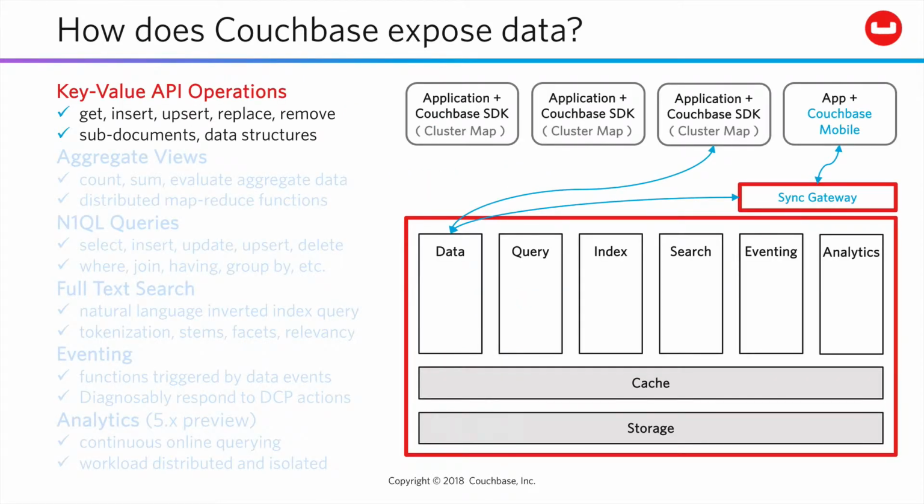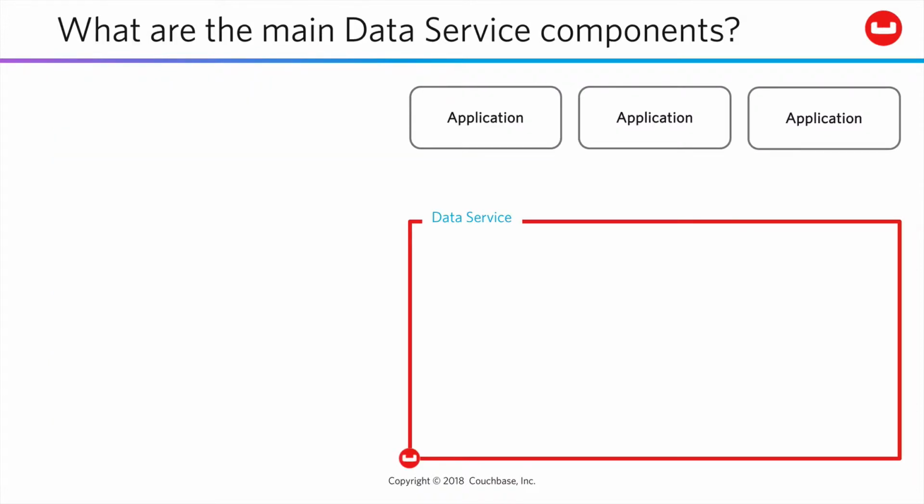Key value operations are the core Couchbase access method. You can get, insert, replace, or remove documents or subdocuments by key, either directly or using an offline-first approach through Couchbase Lite and the Sync Gateway. Let's drill into the data service a bit.